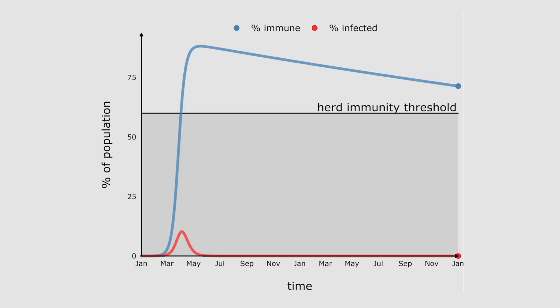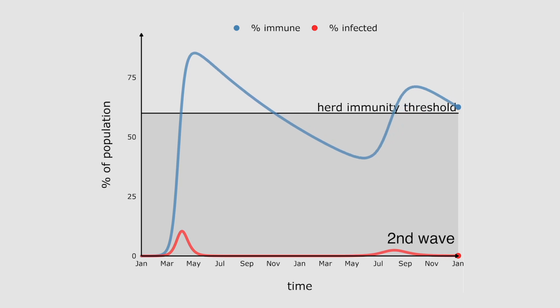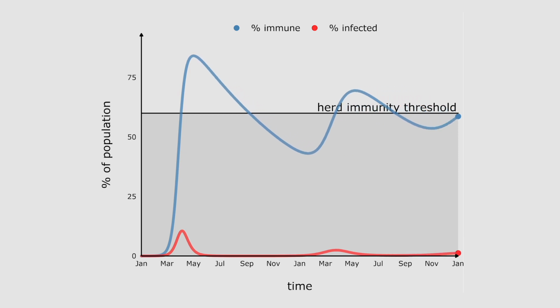In reality, the proportion immune will decline with time. For viruses like measles, which give you lifelong immunity against infection, this will happen at a very slow pace. For many other viruses, like the coronaviruses, immunity against infection declines on a much shorter time scale. And as soon as it dips below the herd immunity threshold, infections will start to climb again, and we will see a second wave. The second wave is smaller than the first wave because this time the gap between the proportion immune and the herd immunity threshold is much smaller and therefore more quickly closed.